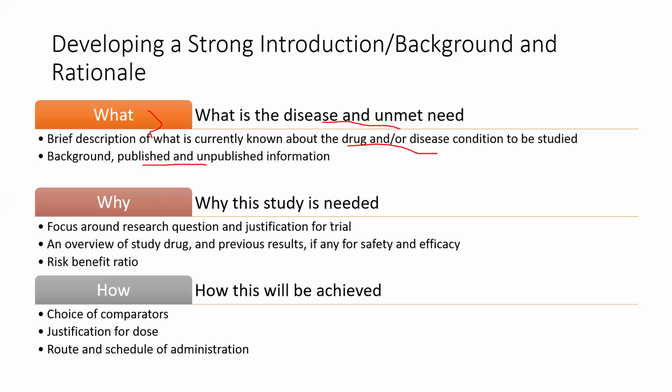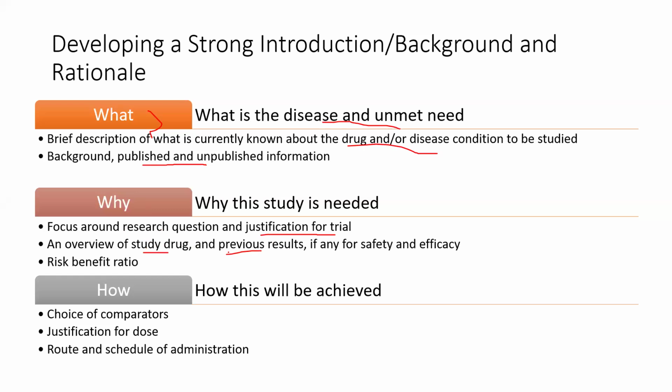Why is this study needed? Focus around the research question and the justification for the trial. You have set the context in the last question, that there is this much disease burden and currently this line of treatment is there. What is missing there? Maybe the mechanism of action of the available treatment is not that good, or maybe side effects are very high. Anything is possible. Then give an overview of your study drug and previous results.